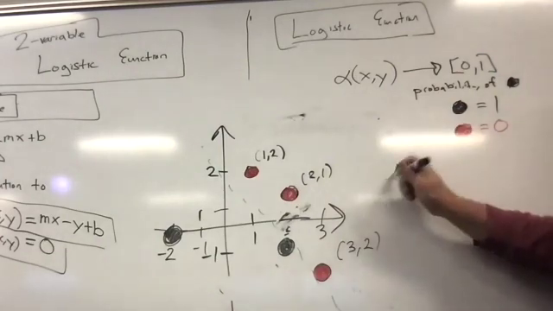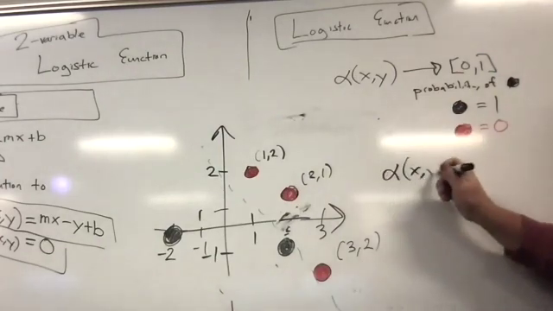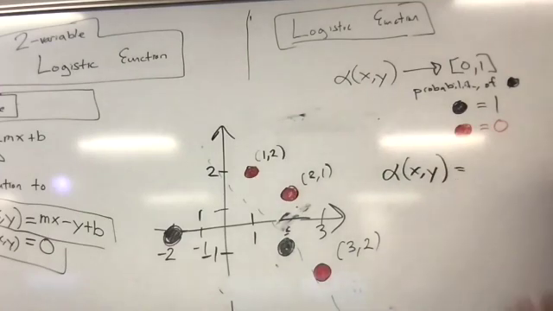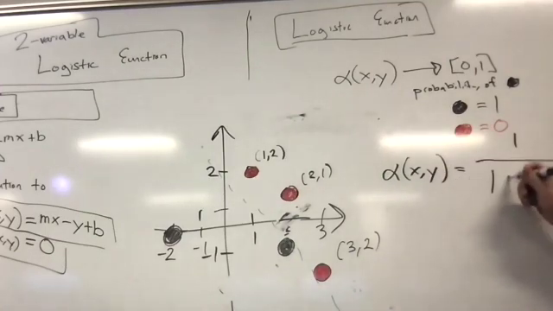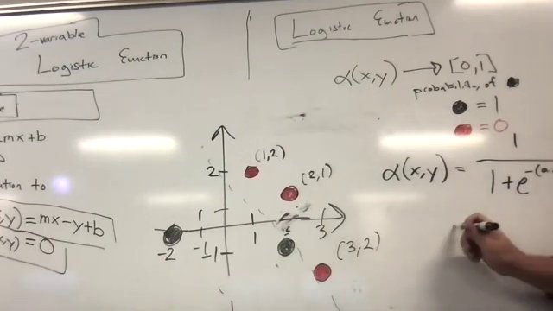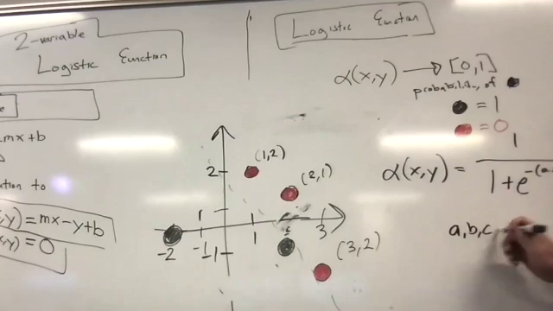So we're going to start out with saying, all right, well, alpha of x, y is equal to 1 over 1 plus e to the negative (a times x plus b times y plus c). a, b, and c are called parameters of this function. You probably heard that term before.